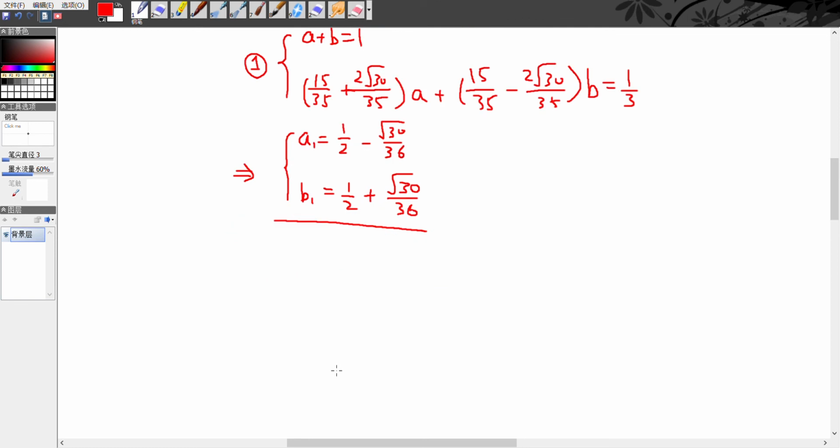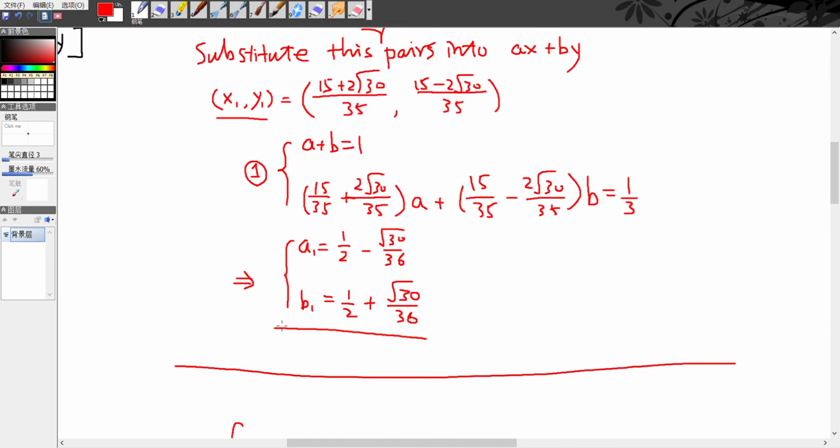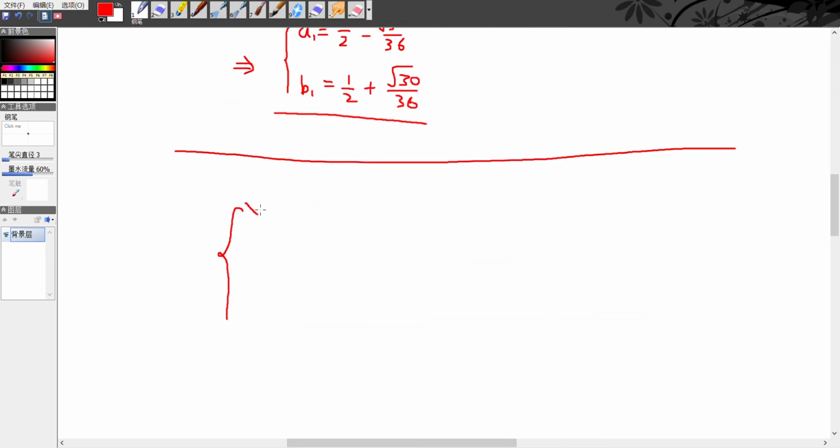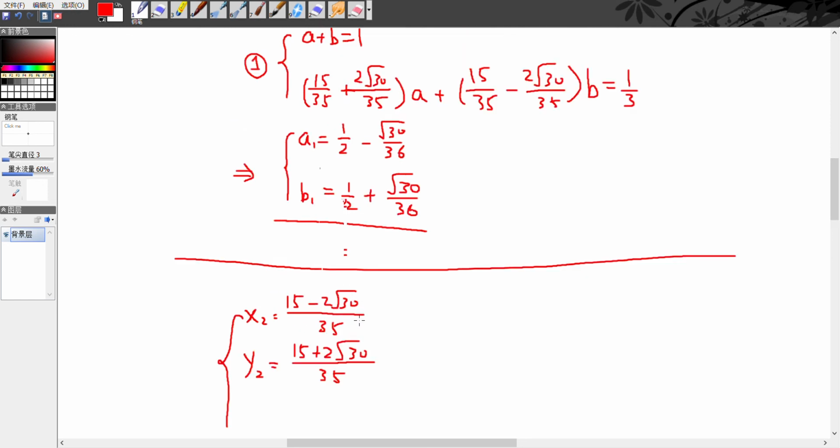Another one, maybe you have guessed, is just with different conjugations. x2 equals 15 minus 2 times the square root of 30 over 35, and y2 is just the conjugate of x2, which is 15 plus 2 times the square root of 30 over 35.